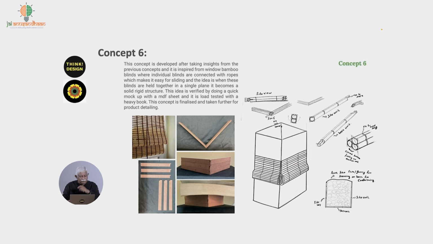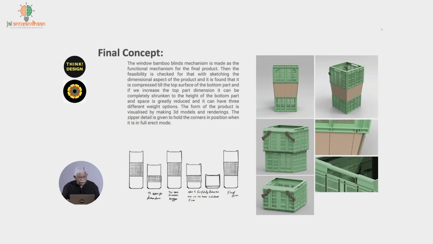Okay. And finally, it came to concept 6, where it was made out of 3 parts. And blinds were something very interesting because blinds can expand and contract, right. So, if I can make use of the principle of the blind, in the middle it can become a smaller container and a larger container. Okay. So, now it means that this was kind of the final concept.